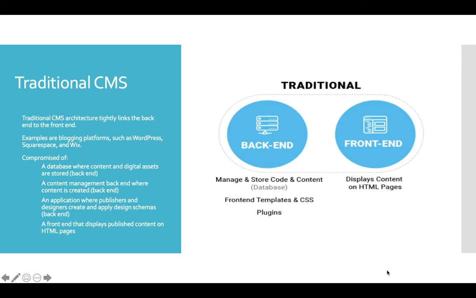So traditional CMS has been around for quite a while now, and it includes back-end and front-end. So within the back-end, you can manage and store code and content in a database, as well as front-end templates and CSS with plugins. And then the front-end pretty much just displays that content on the HTML pages. So examples of this include blogging platforms such as WordPress, Squarespace, and Wix.